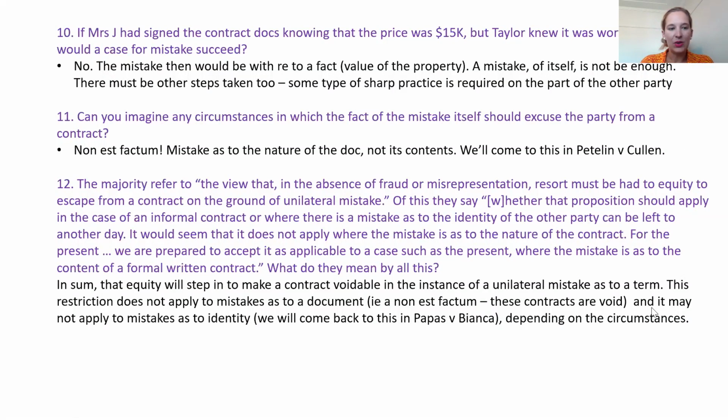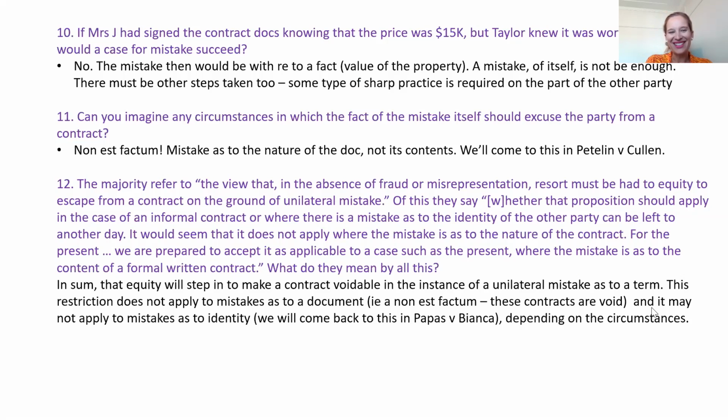With regards to the next question, the majority refer to the view that in the absence of fraud or misrepresentation, resort must be had to equity to escape from a contract on the ground of unilateral mistake. Of this, they say, whether that proposition should apply in the case of an informal contract or where there is a mistake as to the identity of the other party can be left to another day.